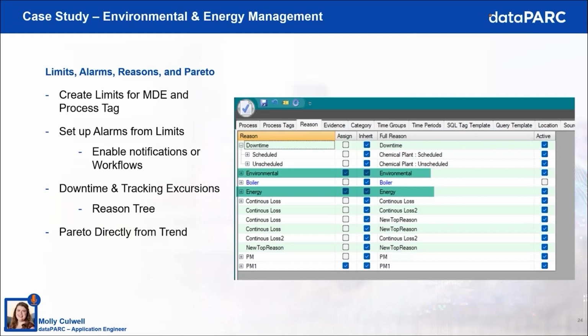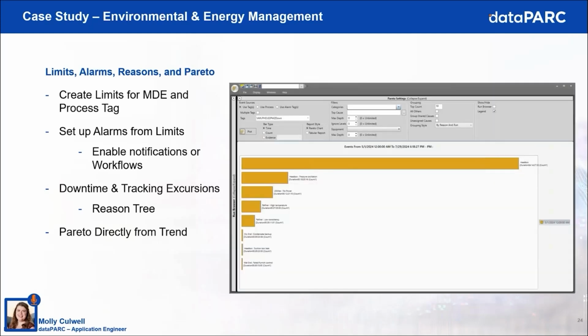But if you do go the route of alarms, you're then able to use a Pareto chart, either directly from a trend, or you can create a new one. And the Pareto really lets you see what are your highest number of excursions or the most amount of time. And then with evidence, that's a tag amount. You can put a tag in there to actually calculate maybe the sum of something during the excursion or the alarm. So our evidence could be how much were we over.